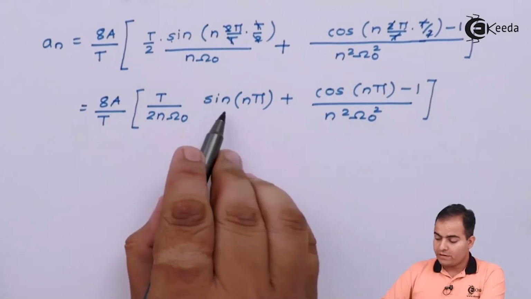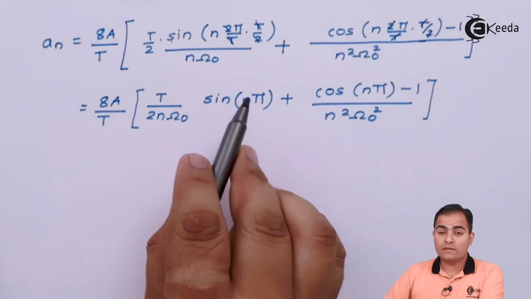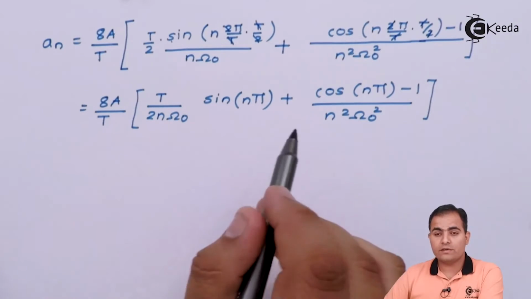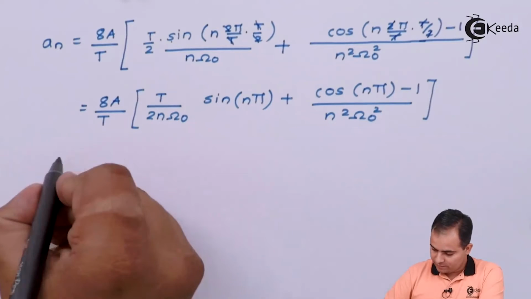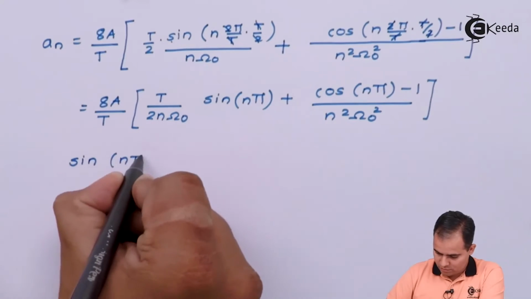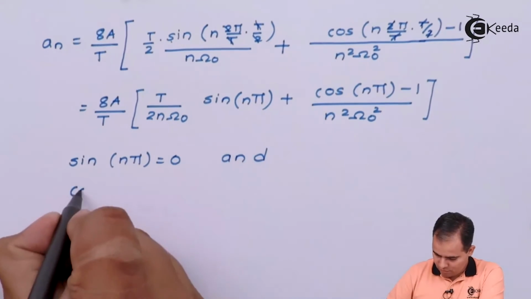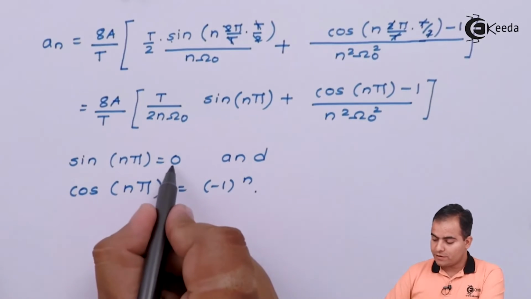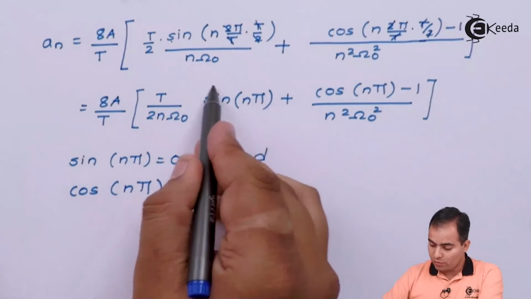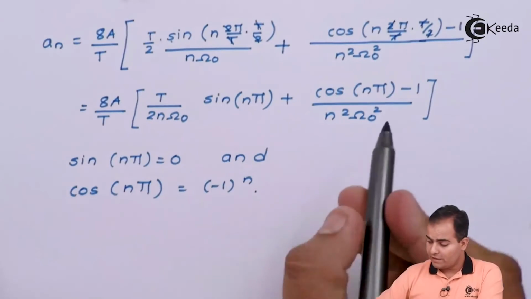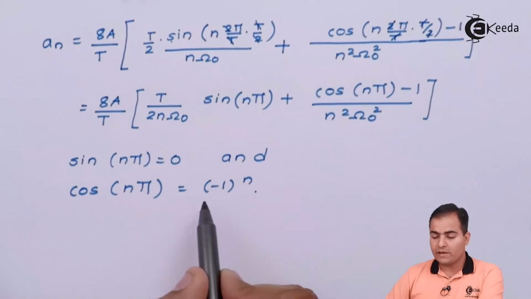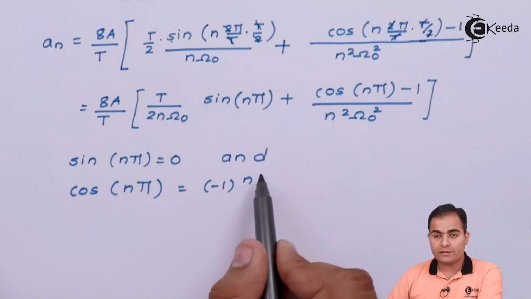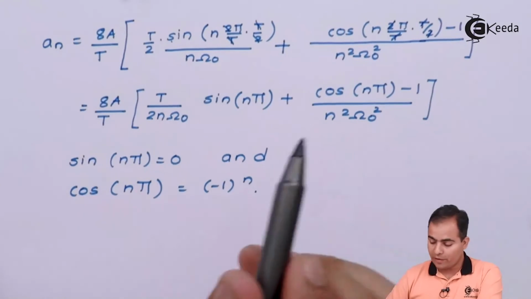Now look here, sine n pi is always 0, but cos of n pi is always minus 1 raised to n. So if I substitute sin n pi equals 0, the whole first term will vanish. And if I replace cos n pi by minus 1 raised to n, we'll have only the second part, and in the numerator we'll write minus 1 raised to n minus 1 upon n square omega naught square.